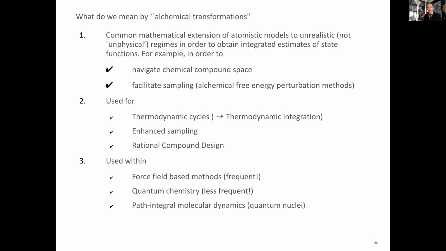So what we can do now is to exploit alchemical transformations. And just to generally define this once more, this is a common mathematical extension of our atomistic models. So we extend the solution space for our Schrödinger equation to include cases which are not realistic. Right? There's no experimental counterpart or correspondence which you could possibly realize in this universe. And for that reason, we call it alchemical. Okay.